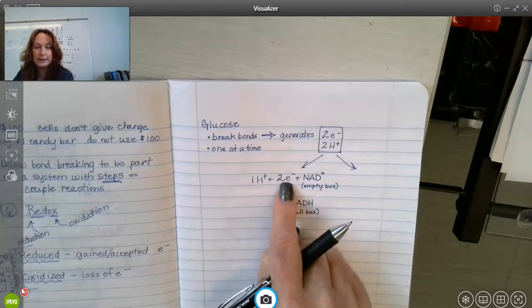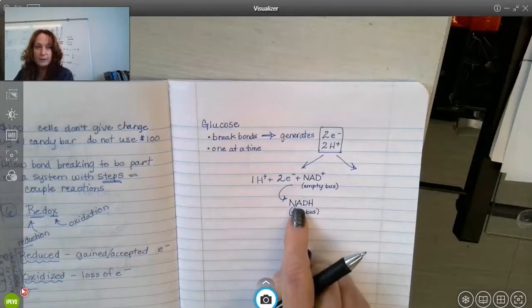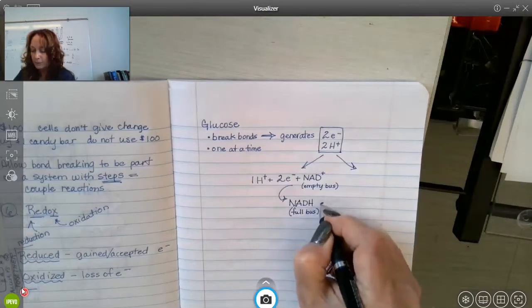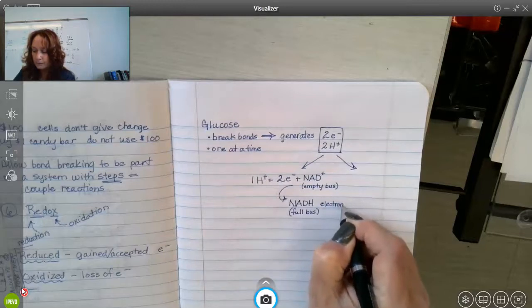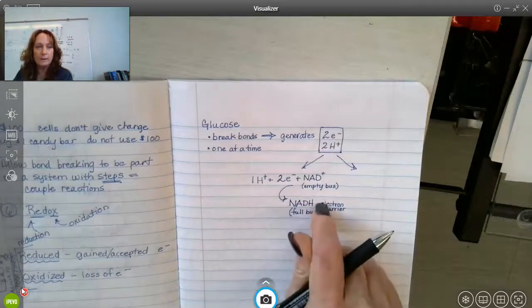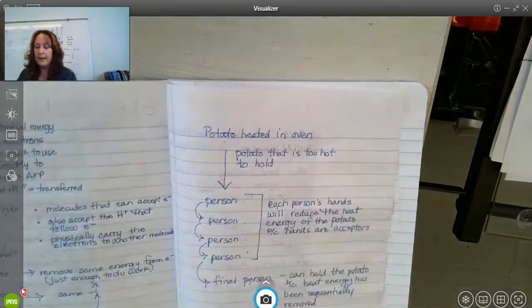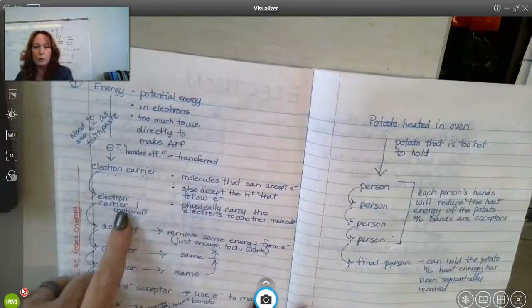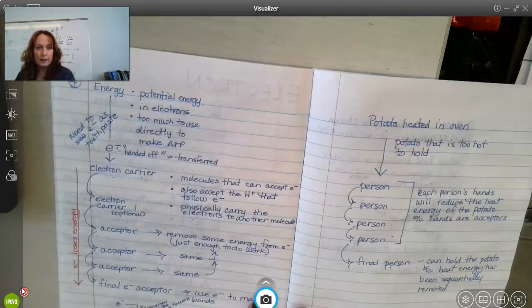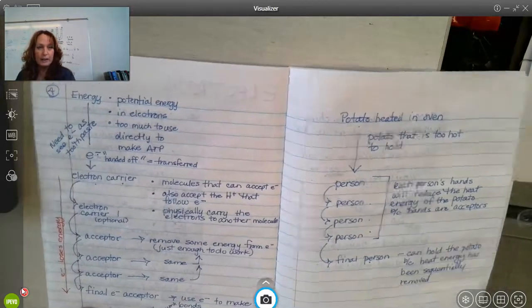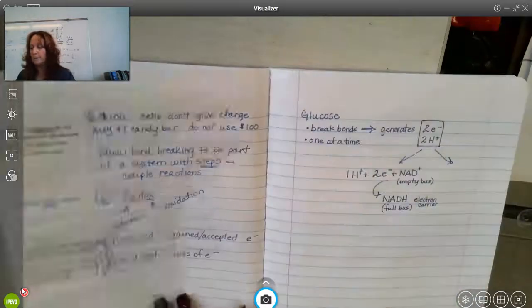NADH has received electrons, and both of its seats are full. The bus is full. So now, because it's an electron carrier, it can shuttle those electrons over to the electron transport chain to have this sequential squeezing as part of the electron transport chain, so you can squeeze out the energy from those electrons.